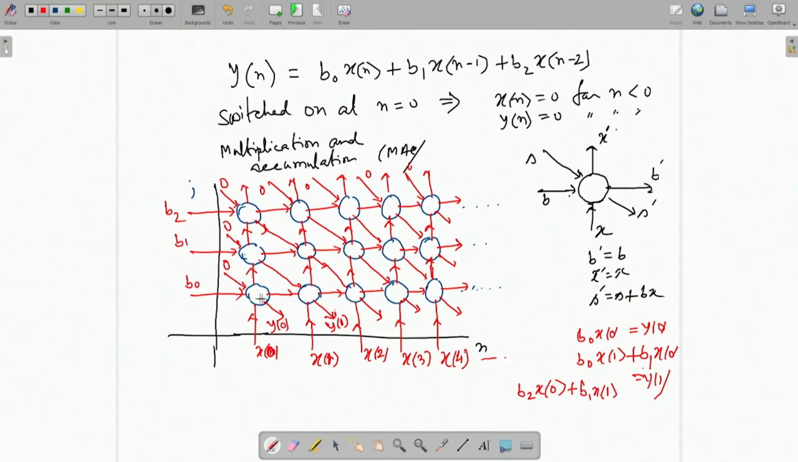Now, X2 and same B0 moving. So, B0 X2, this will be Y2. You can easily see, if it is Y2, B0 X2, then B1 X1, then B2 X0, so it will be Y2. In the same way you can verify, it will be Y3, Y4 like that.